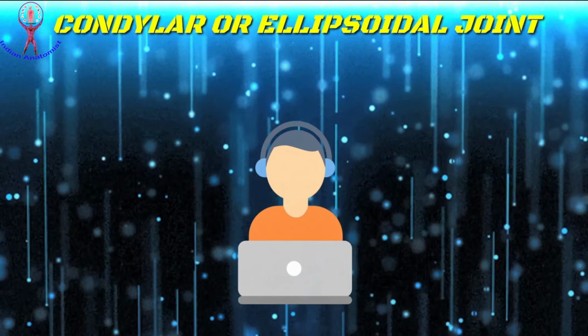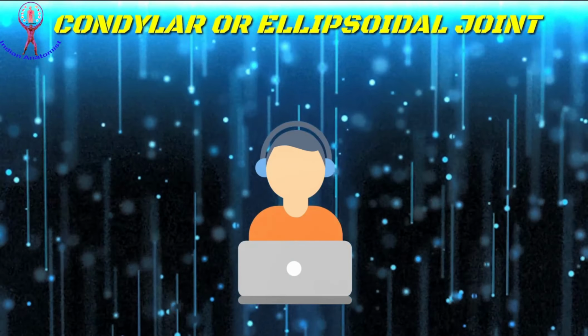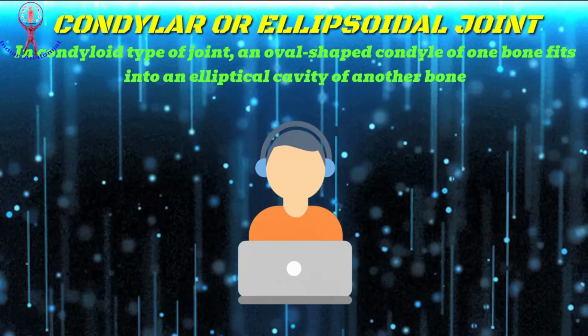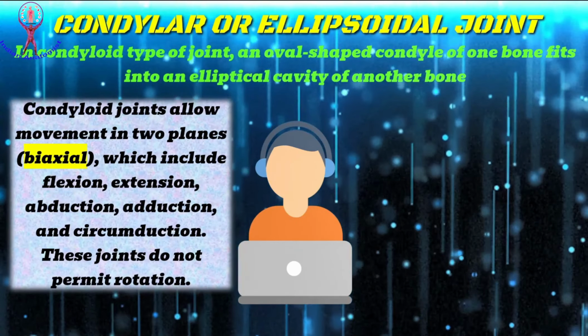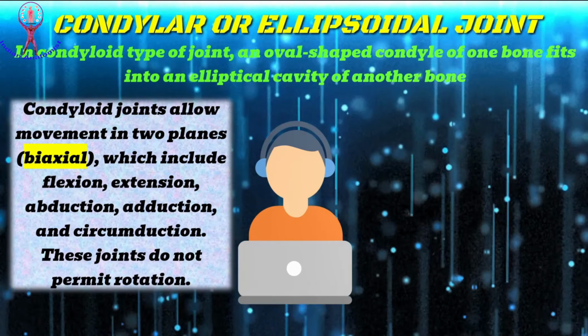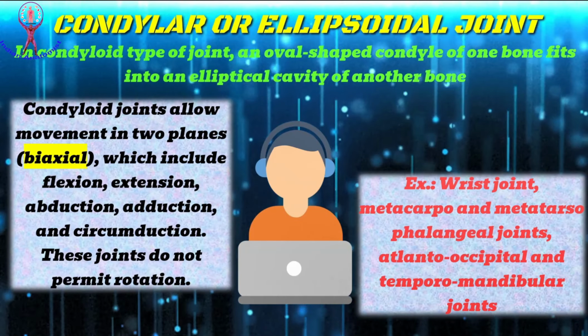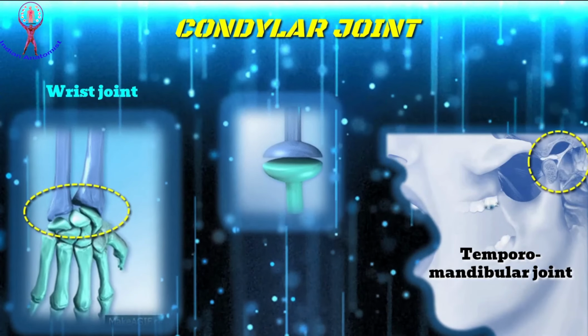The second type of biaxial joint is condylar or ellipsoidal joint. In condyloid type of joint, an oval-shaped condyle of one bone fits into an elliptical cavity of another bone. Condyloid joints allow movement in two planes that is biaxial nature, which includes flexion, extension, abduction, adduction, and circumduction. These joints do not permit rotation. The examples are wrist joint, metacarpo, and metatarsophalangeal joints, atlanto-occipital and temporomandibular joints.